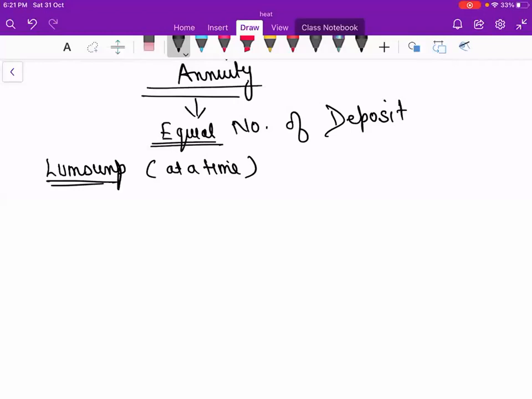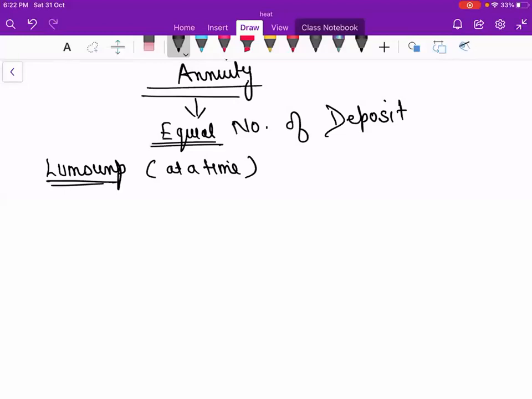So what is lump sum? Suppose a lump sum amount is deposited in the bank. It means that you have deposited money in the bank in one shot. And equal number of deposits means some amount of money you are depositing every year in the bank. Every year, every month. That is what we are going to see.